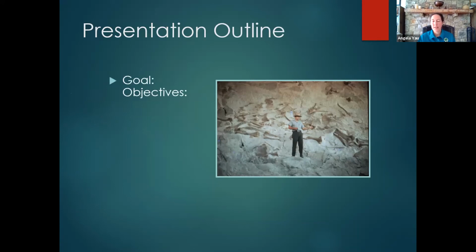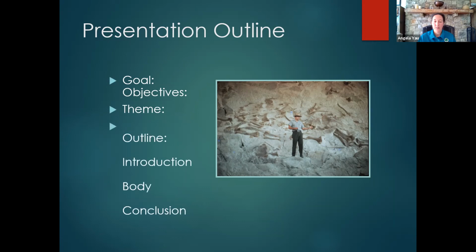So when we craft an outline for a presentation, and I'm just giving you a super generic version, there are NAI versions of an outline and there's MPS versions of an outline. But for a broad perspective, we want to think about that goal. What's the goal of the program? What are those objectives? We're going to think about our theme. And then in our outline, we're going to create the introduction, the body, and the conclusion.